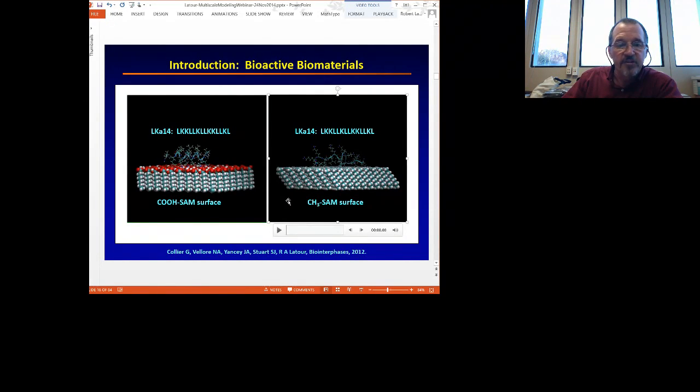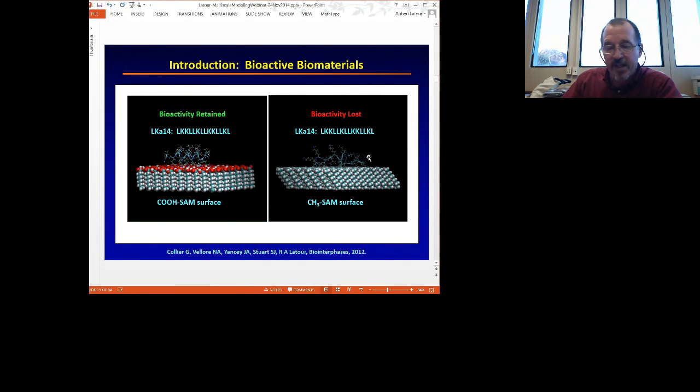And if we look at a different surface, here's a hydrophobic surface, and this shows a quite different response. Here, the nonpolar leucine amino acids are adsorbed down, and the positively charged lysines are up, and we've lost the helical structure. So this shows an example of how on our surface we may have one situation where we're retaining bioactivity, and another where the bioactivity is lost simply by the way the protein is interacting with the surface. We need molecular modeling really to get down to this level to understand what's happening at the atomic scale.